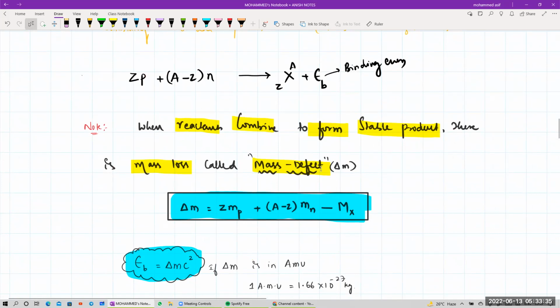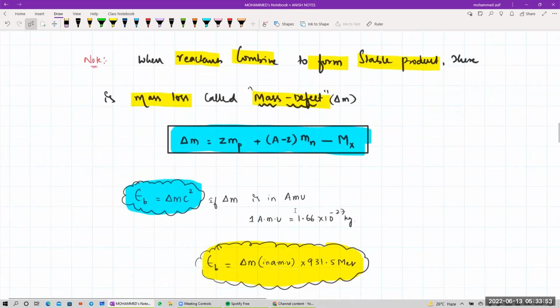So if I'm writing a note here, whenever reactants are combining to form a stable product, there is a mass loss. That mass loss is known as mass defect. So what is the mass defect formula, beta? Delta M is equal to Z into MP plus (A minus Z) into mass of neutron minus mass of nucleus. So mass defect means mass of nucleons minus mass of nucleus.